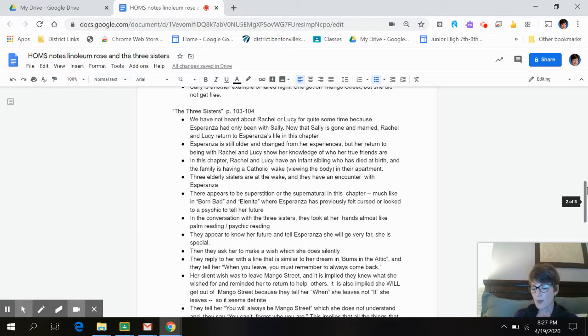Okay, so as we already set this up before I started reading, they were at the wake for the baby. On page 104, the aunt kind of calls them over. And again, they look at her hands and they appear to know she's going to go very far and she's very special. And they ask her to make a wish, which we never actually hear her wish, but she makes it silently. I think most of you would probably guess that she wants a dream house away from Mango Street, or a real house, or she wants to get away from where she lives currently. She never says exactly what it is, but it seems like they know her wish because they know she wished to leave, because they say, when you leave, you have to come back. And so she really believes that they could read her mind and that she had just wished to leave Mango Street.